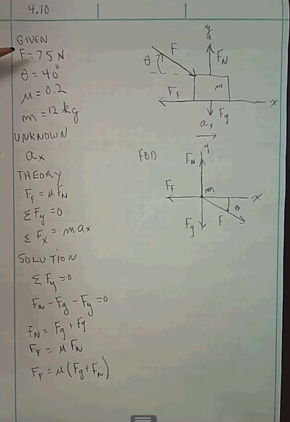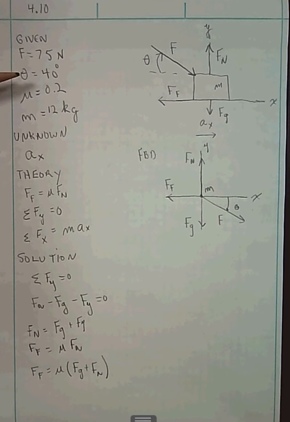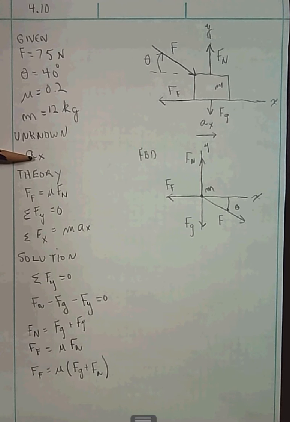The givens are: force is 75 newtons, the angle is 40 degrees, mu is 0.2, and the mass is 12 kilograms. And we're looking for a sub x again, which will be off to the right.